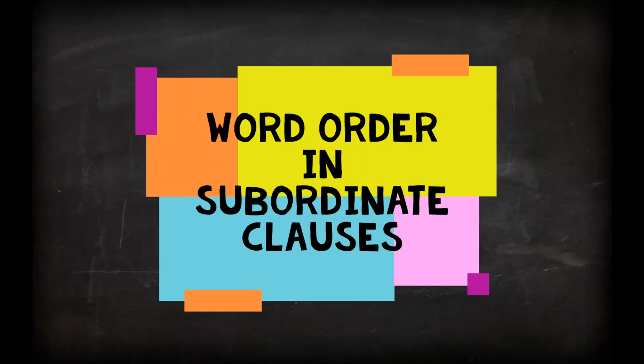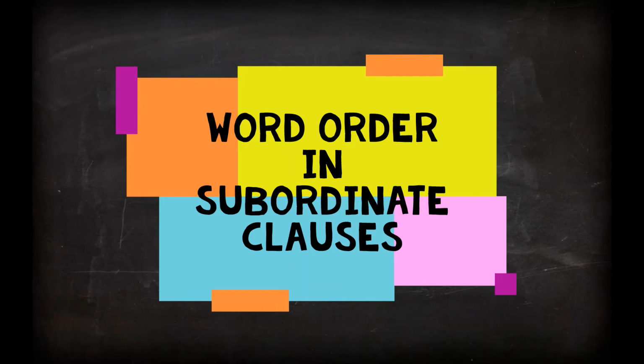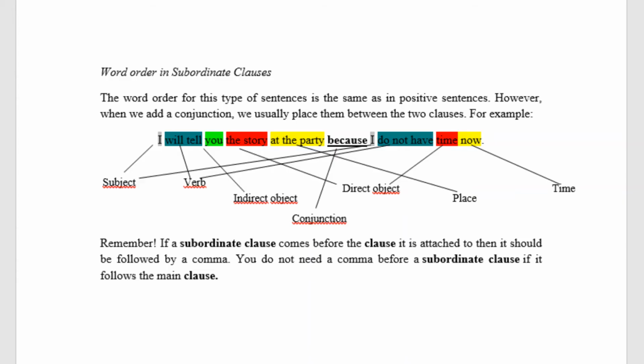Now we are going to talk about word order in subordinate clauses. The word order for this type of sentences is the same as in positive sentences. However, when we add a conjunction, we usually place them between the two clauses. Here we have an example.